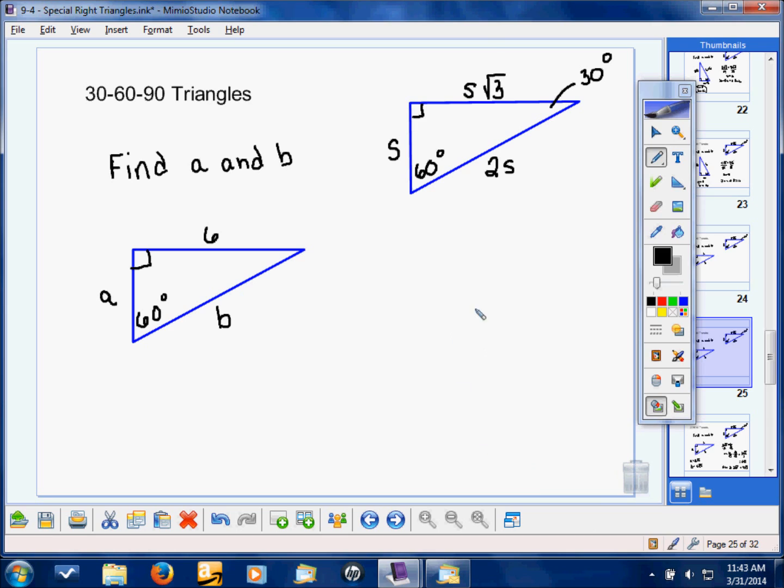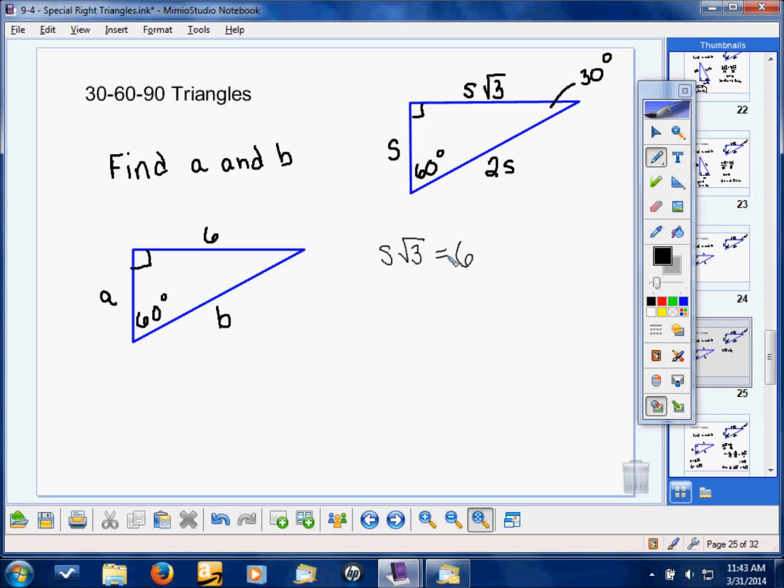Harry, which side on the template? Which one's the 6? Out of S, 2S, S square root of 3, which one's the 6? S square root of 3. Good. So S square root of 3 equals 6.